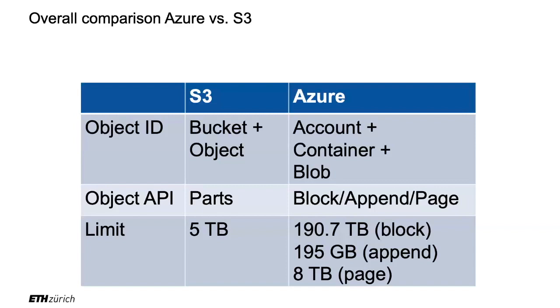Then in terms of limit, you see that it depends whether it's block, append, or page. The limit for the block system in Azure is much higher than 5 terabytes. It's 190. Why? We will see today. I will explain why. Then append is much more limited, but for logs, that's totally fine because you just start a new object when you're done with one. And 8 terabytes for the pages, that would be similar to S3, right? But you see the ballpark is kind of the same. Like think of 100 gigabytes to 100 terabytes, right? As the ballpark.